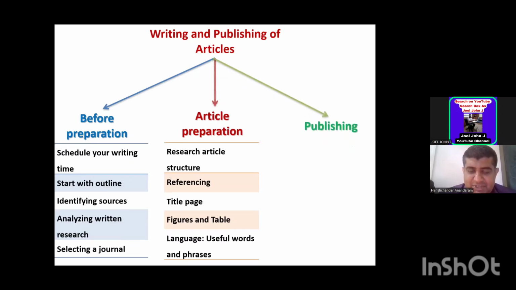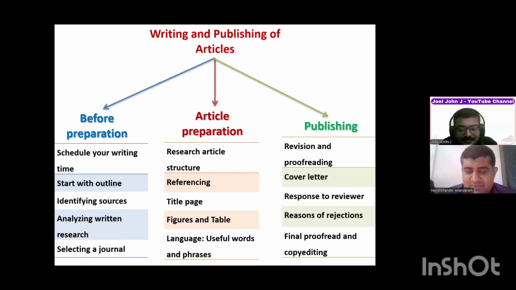And then publishing the article. So while going for publishing, we need to revise and proofread the article properly. And then we should prepare a proper covering letter to the editor and reviewer while submitting. And then we need to get a response from reviewer in a stipulated time. And then we need to give the reasons for rejection, because most people just reject articles without telling the reasons. And finally, we need to proofread and go for the copy editing. So selecting a journal is where we are now.